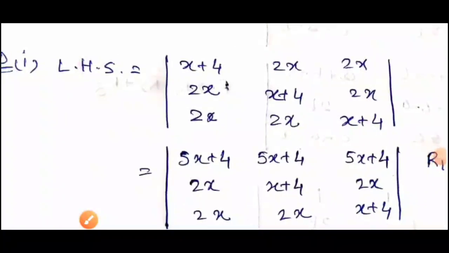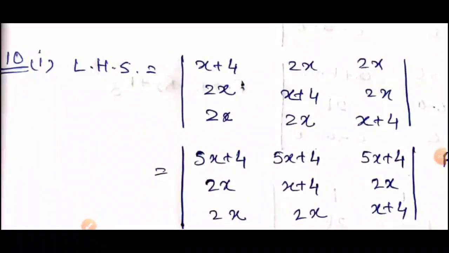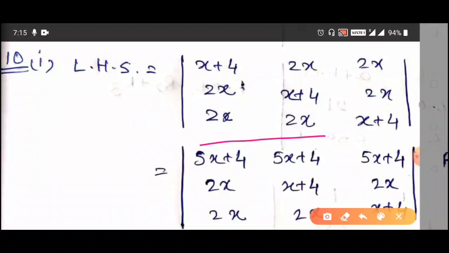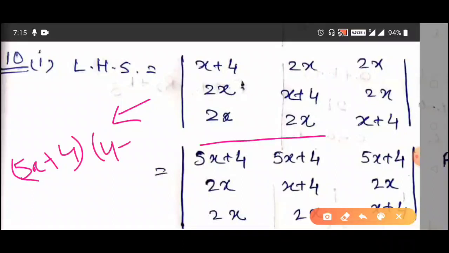Now question number 10. Here this determinant is given. We have to show this determinant is equal to (5x plus 4) into (4 minus x) whole square. Now see how we can get this (5x plus 4) into (4 minus x) whole square.